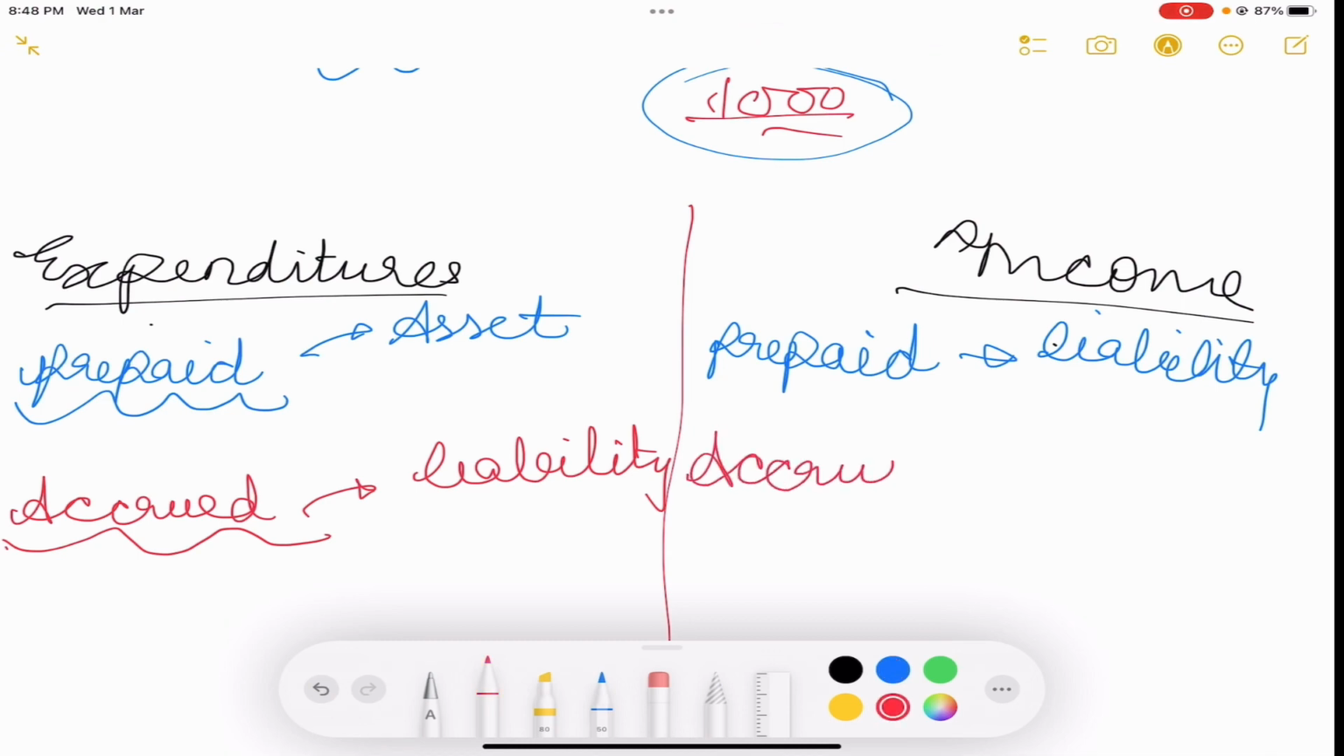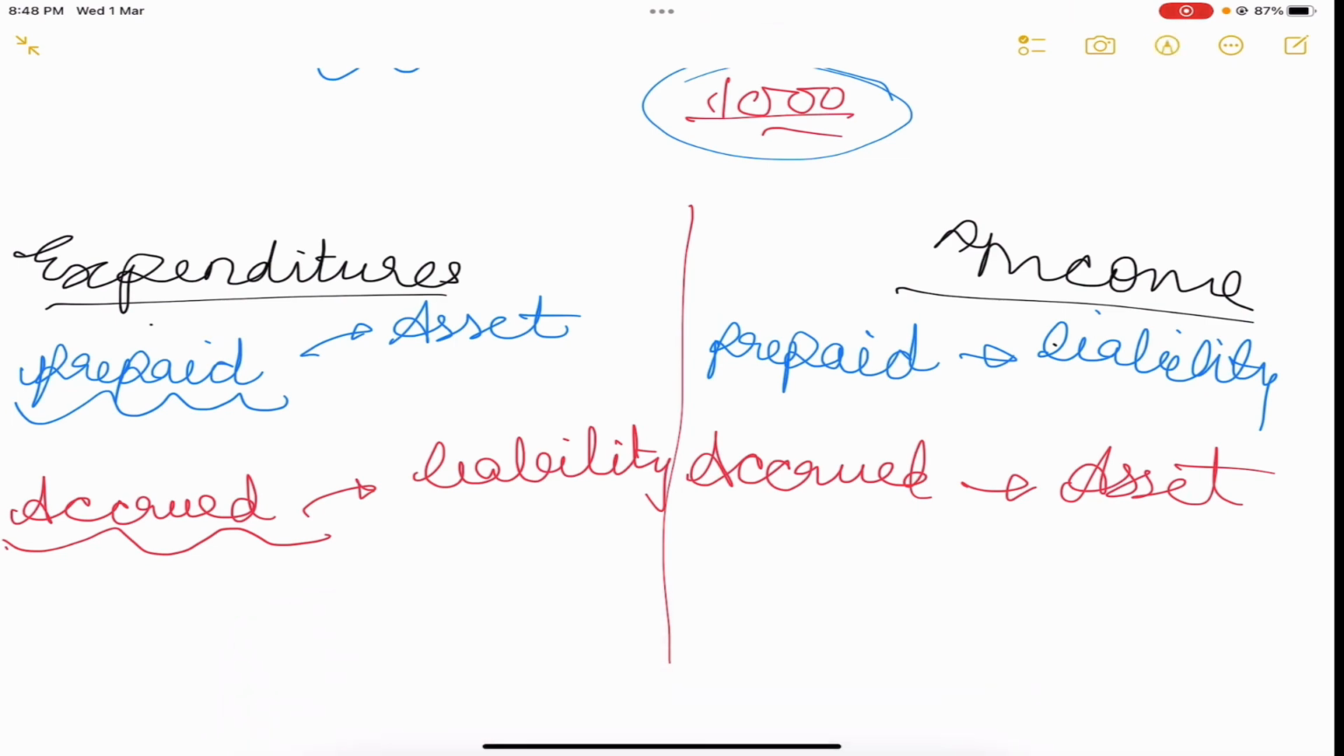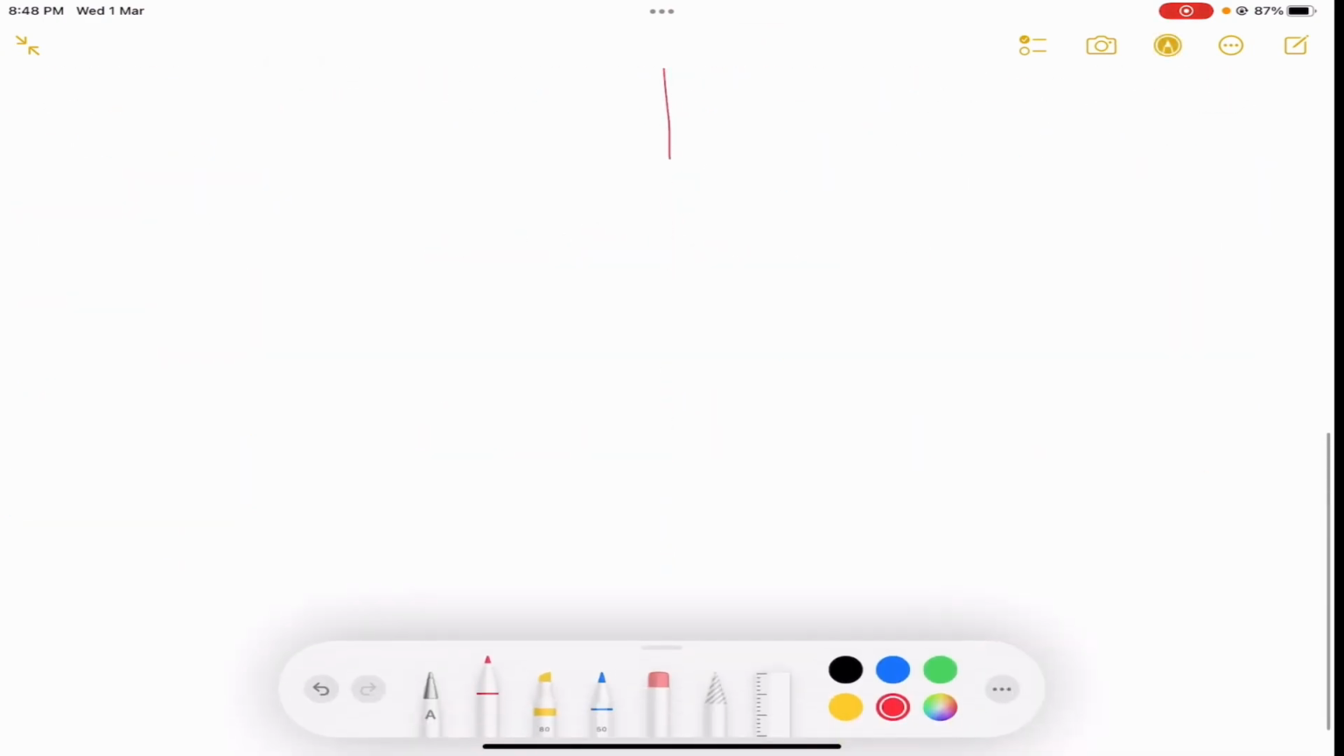What do you understand by accrued income? Accrued income is when somebody has already taken my services, but they haven't paid me yet, which means I have given the services, which means I need to receive the money, right? That is what is accrued. So, accrued income is always an asset because we are yet to receive. This much is clear. Now let's come to the journal entries.